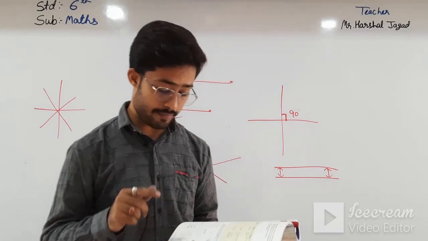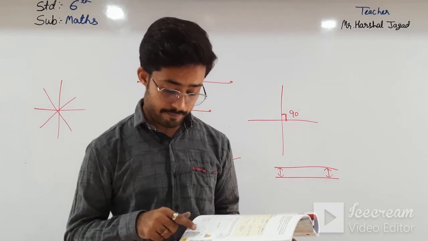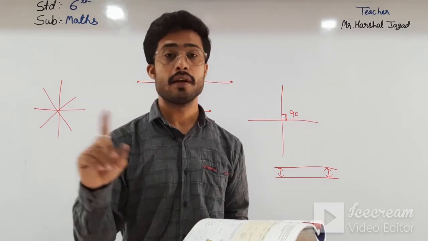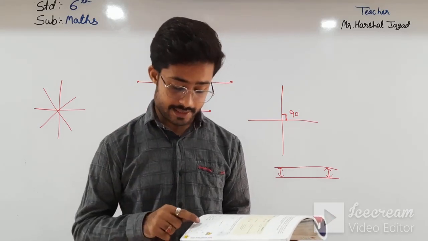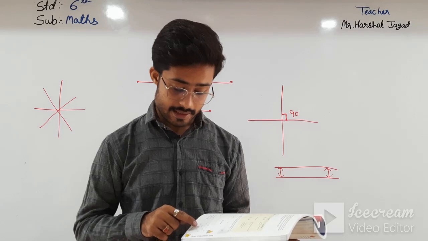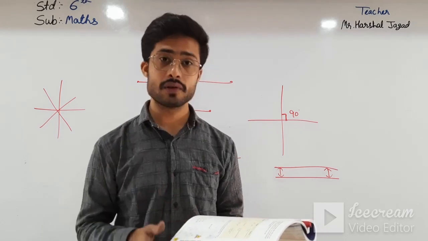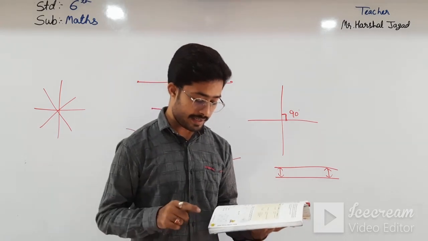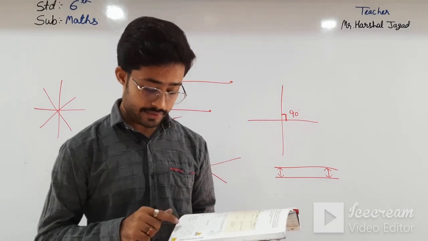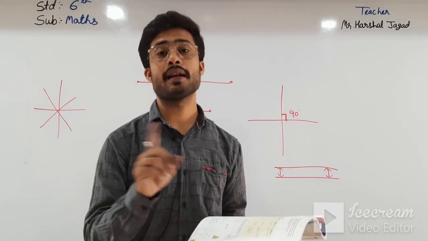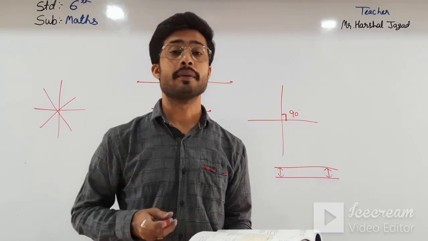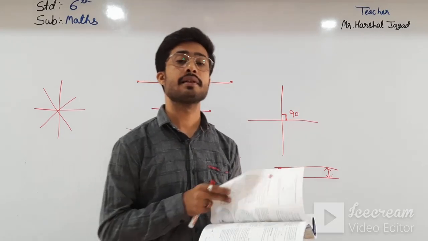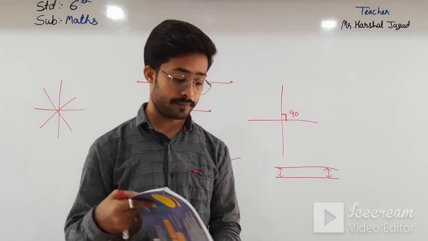Okay students, and AB and BF, they are skew, they are not parallel lines. DC and EF, they are also parallel lines, and DH and GH, they are not parallel lines, they are skew lines. Okay students, you have to check that parallel lines have the same distance at both points.